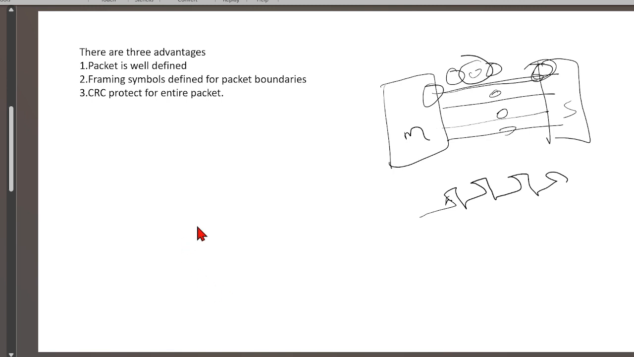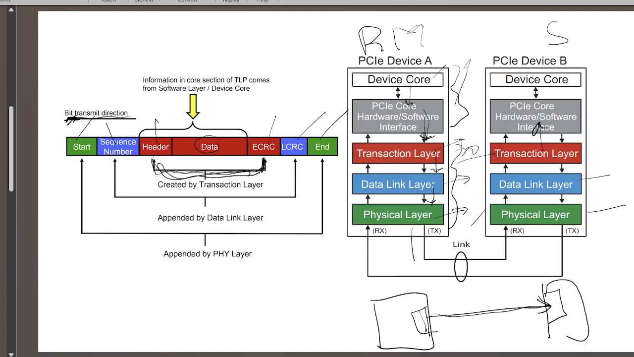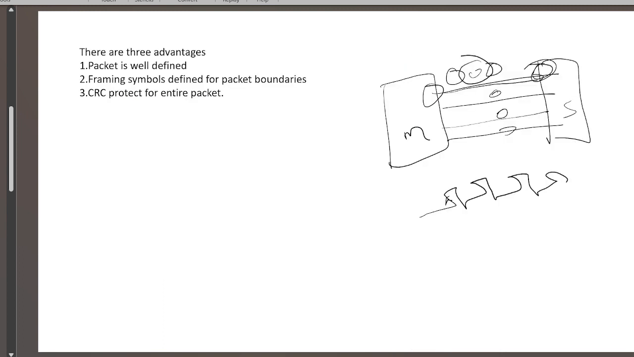There are three advantages, mainly, of why we use the PCI packet. This is the first. If you see in the previous slide, in the transaction layer it is well defined where the header is, where the ECRC is, where the LCRC is. So the packet is well defined. You can add data and remove data at the other end. Everything gets very clear. The packet is well defined.